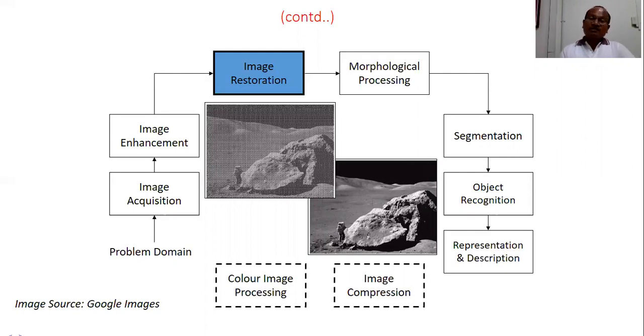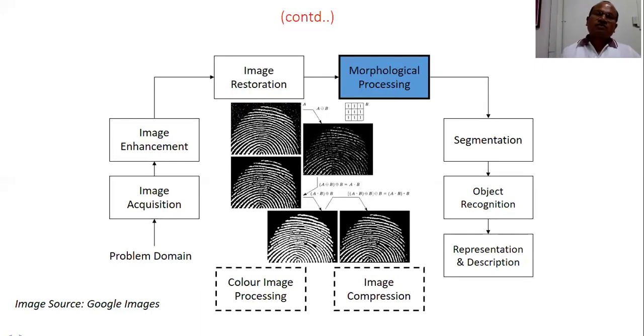But what is the standard deviation of noise? What is the variance of noise? If the noise signal variance changes, what is the effect of the noise in the images? What is the effect of the same filtering method for different variance values of noise? All this analysis is very easily done in the step or the component of image processing called image restoration.